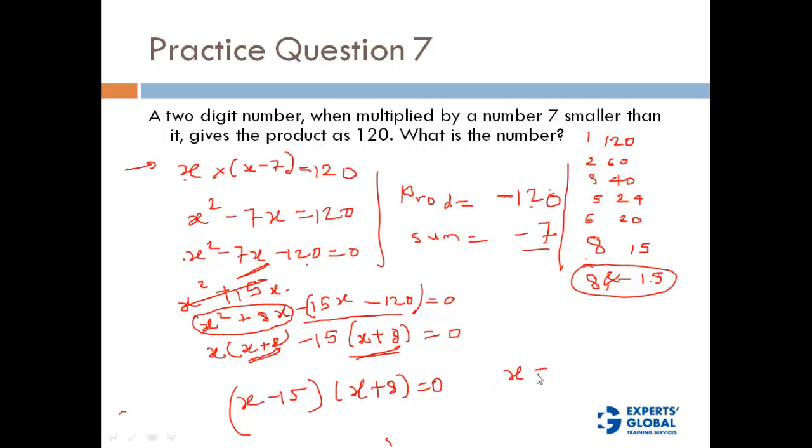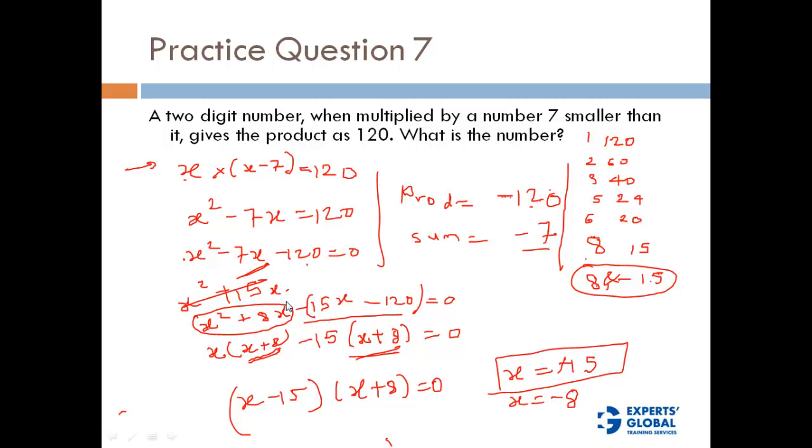That means either x is equal to plus 15, or x is equal to minus 8. And what do we know? We know that x is a 2-digit number, so it cannot be minus 8. So it has to be 15. So 15 is the number we are talking about.